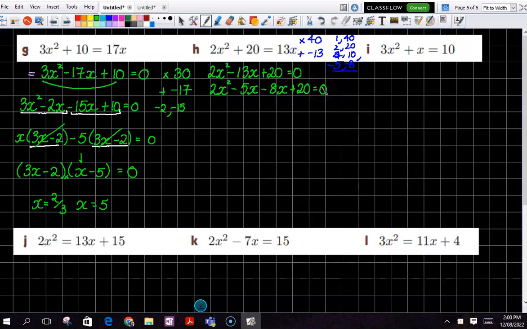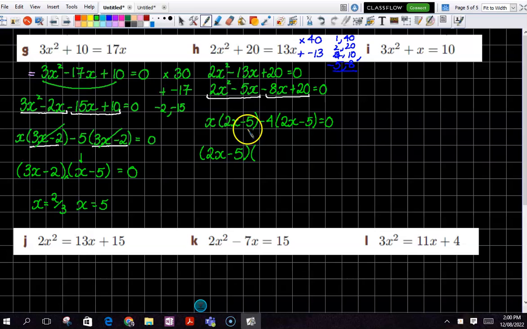And now, pair off. Sorry, I wanted that to be a different colour. Pair off, pair off. Pull out your common factor of x, and we're left with 2x minus 5. What's our common factor here? Minus 4. So minus 4 times 2x is minus 8x, and minus 4 times minus 5 is 20. Would you look at that? So we've got our common factor of 2x take 5, 2x take 5. We pull that out.